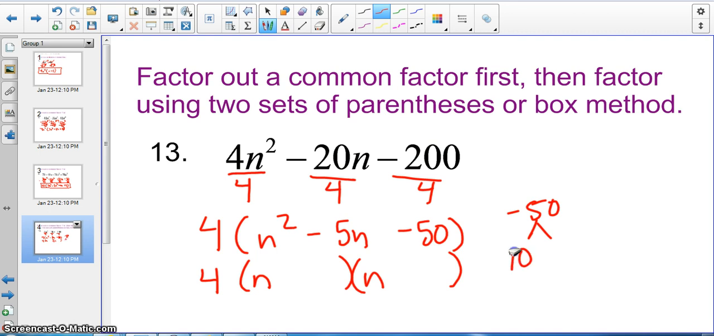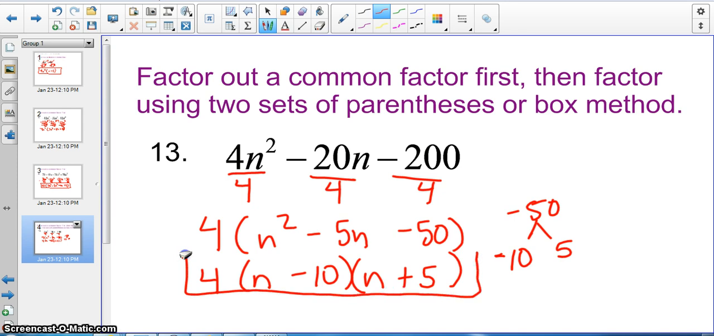We know 10 times 5 will equal 50. Well, what if we make one of these negative? Which one could we make negative so that it adds up to negative 5 in the middle? Of course, our highest number will be negative for them to add up to a negative number. Negative 10 plus 5 is negative 5. And so we've factored that down into two binomials with a greatest common factor out in front.